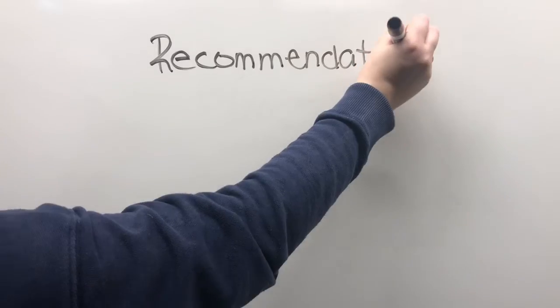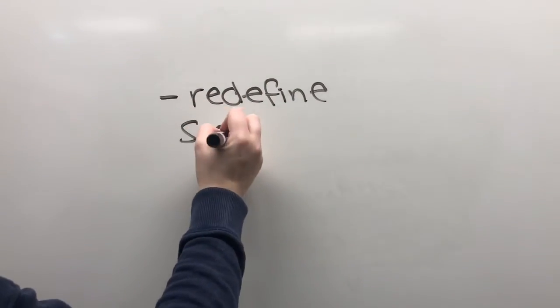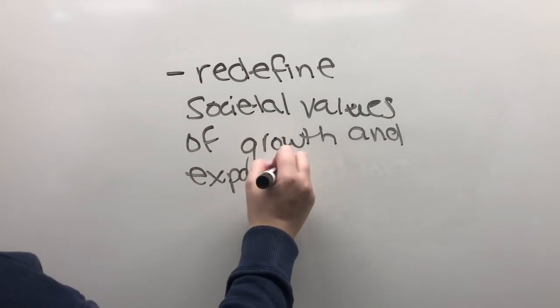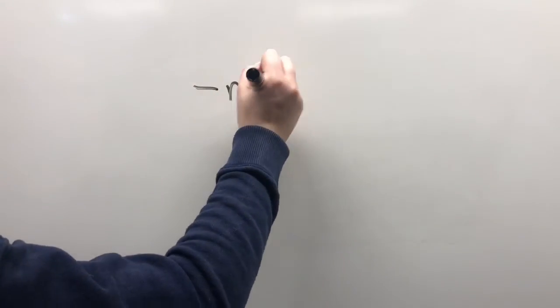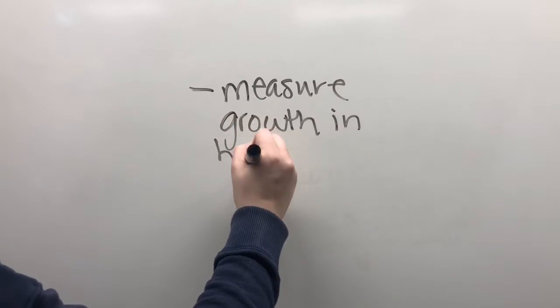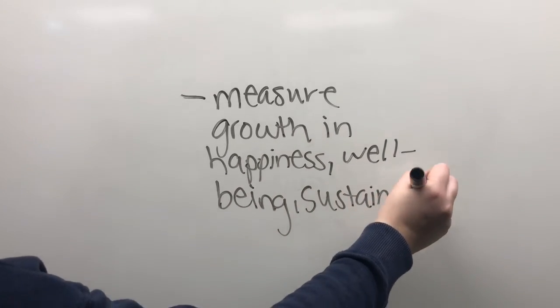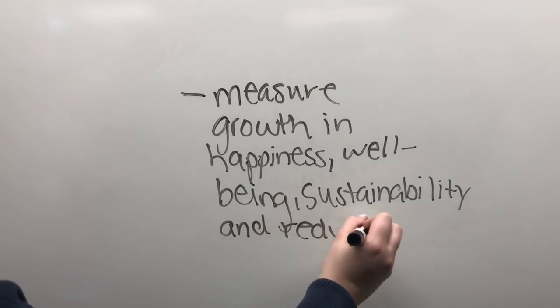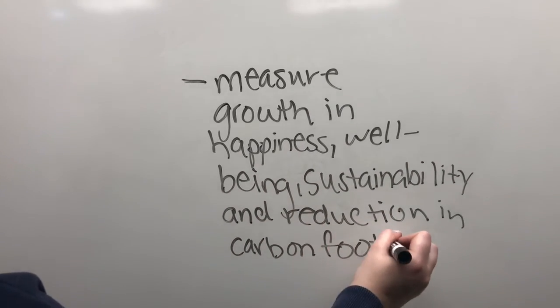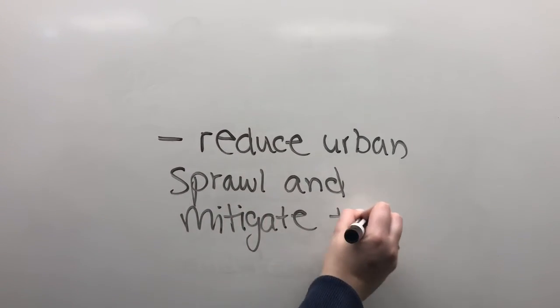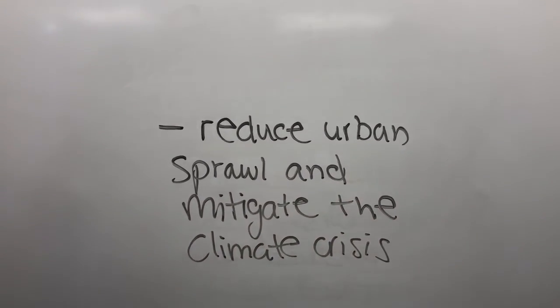Aside from the idea of new urbanism, some other recommendations we would make are to redefine societal values of growth and expansion. This is a big ask to make, but it is necessary to change the narrative of unsustainable growth on the planet. Instead of measuring growth in GDP, we must measure growth in happiness, well-being, sustainability, or by reduction in carbon footprint. Many municipalities are already declaring states of climate emergencies and transitioning to sustainable development programs, which will be critical to reduce urban sprawl and mitigate the climate crisis.